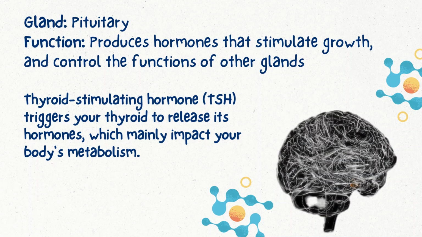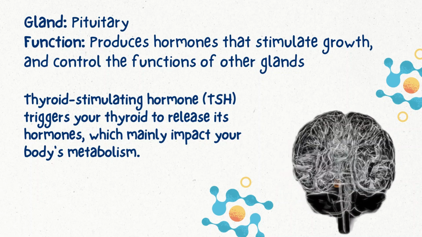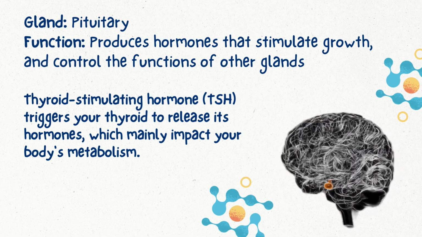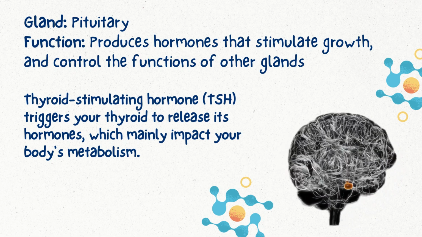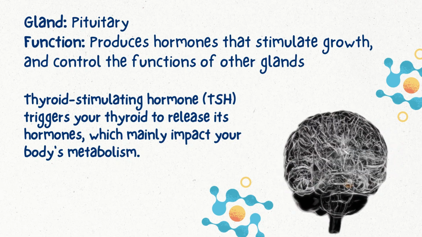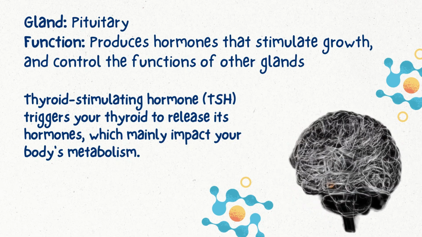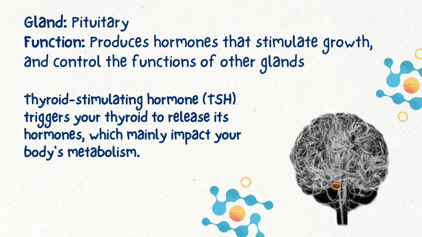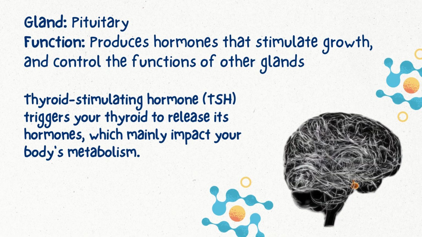Another hormone that the pituitary gland releases is the thyroid-stimulating hormone or the TSH. It triggers your thyroid to release its hormones, which mainly impact your body's metabolism. High TSH levels usually indicate hypothyroidism, and low TSH levels usually indicate hyperthyroidism.